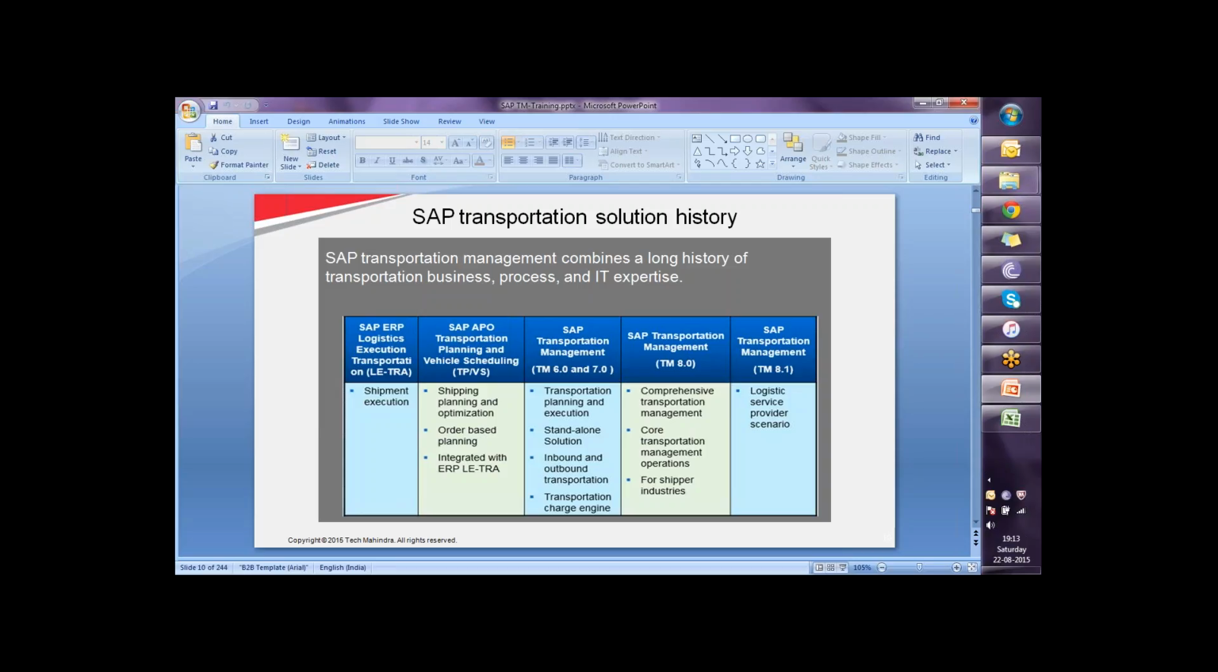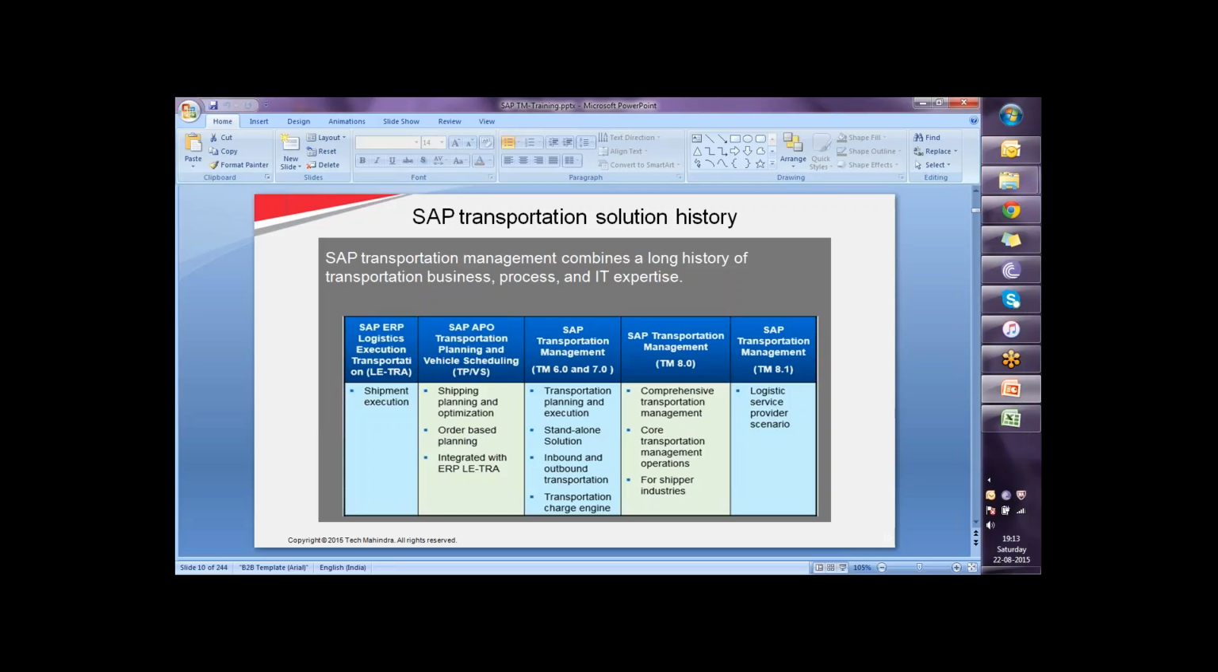Then SAP changed their strategies. They remodeled the whole solution and came up with 8.0. In October 2009 they released 8.0. It was a comprehensive transportation management solution and offered a wide variety of transportation scenarios or operations. So you could do a lot of things. You could do domestic transportation, international transportation, inbound and outbound transportation. It even supported outsourced transportation, which was a very big thing.